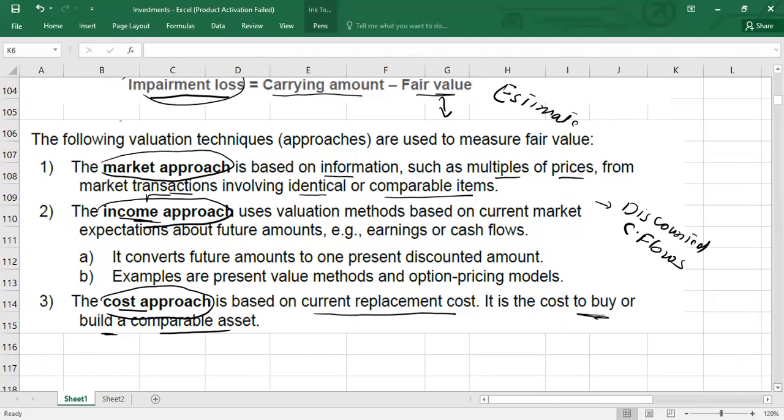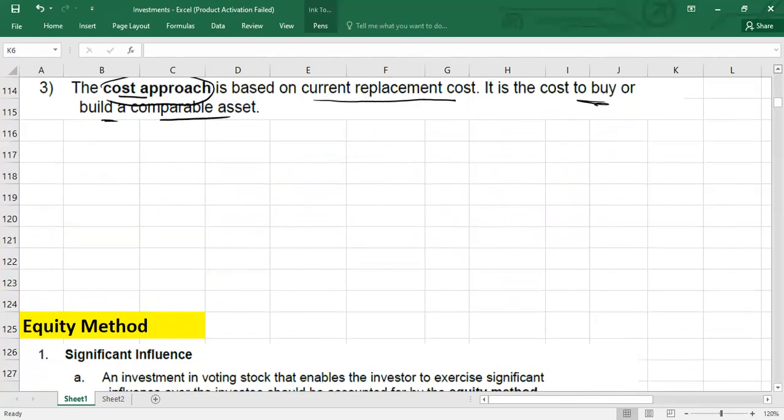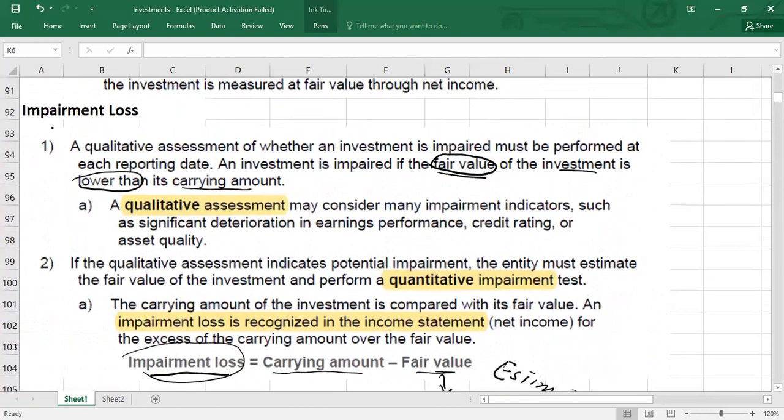So that is it, guys. I hope it is clear, because the measurement alternative is not an option under IFRS. So let me show you the IFRS difference also.